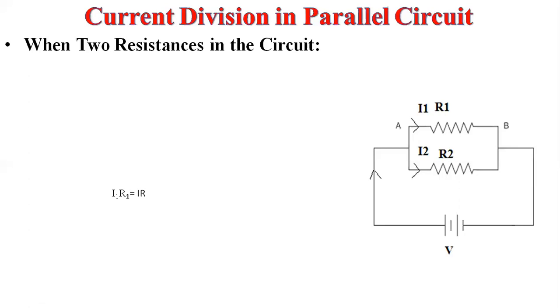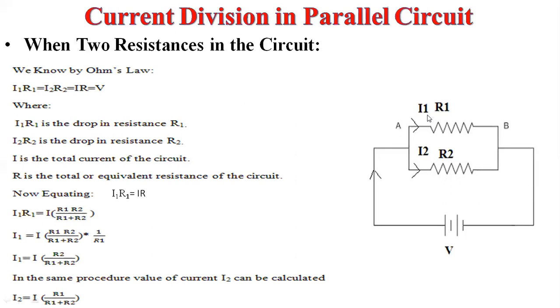So let's start. As we know, by Ohm's law, I1 R1 is equal to I2 R2, which is equal to IR, and which is equal to V. Here I1 R1 is the voltage drop across resistance R1, I2 R2 is the voltage drop across resistance R2, and IR is the total drop across the circuit, which is equal to V. V is the applied voltage. Similarly, I1 R1 is the voltage drop across resistance R1.